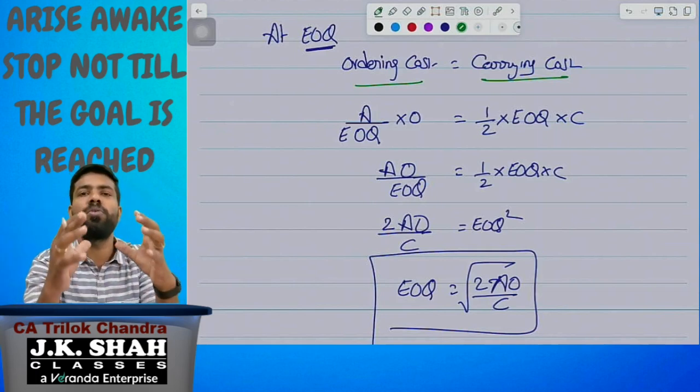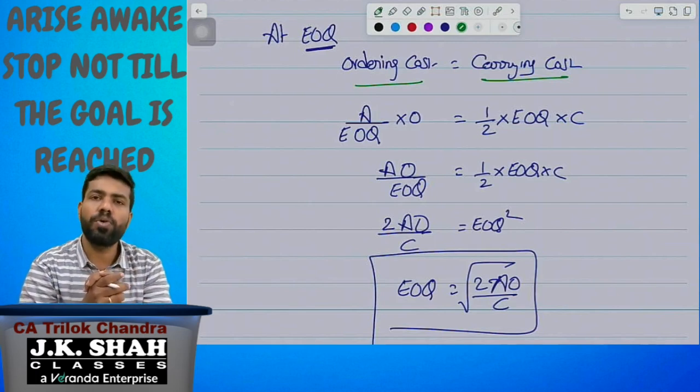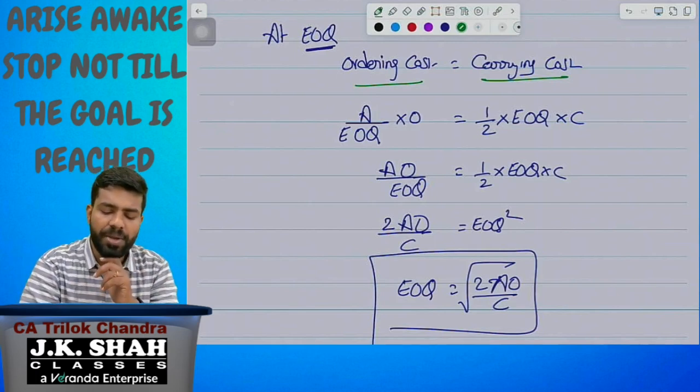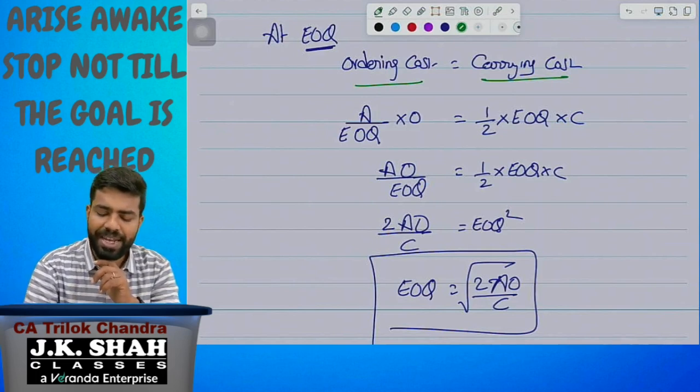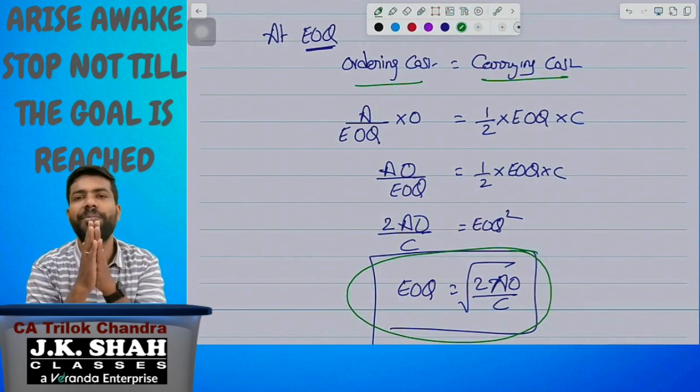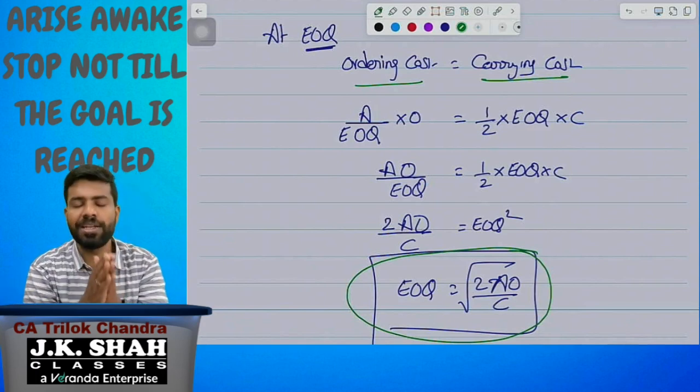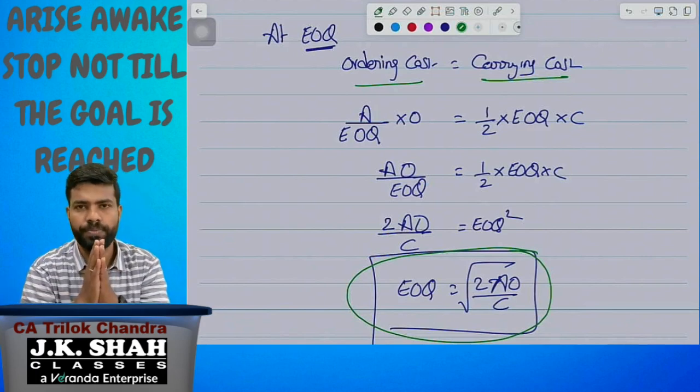Normally, we call it EOQ. At EOQ, I am taking the ordering cost as A divided by EOQ into O. Carrying cost is half of EOQ into C. By solving and rearranging this, I arrive at the formula EOQ equals root of 2AO divided by C. I hope you all understand the formula for the EOQ.